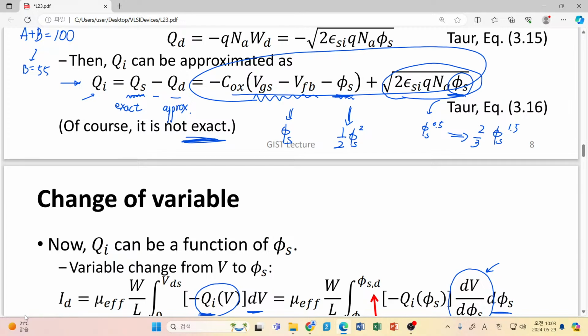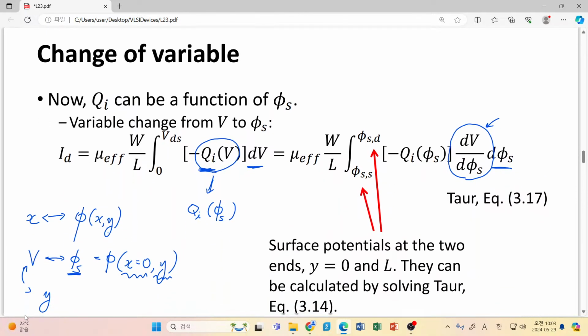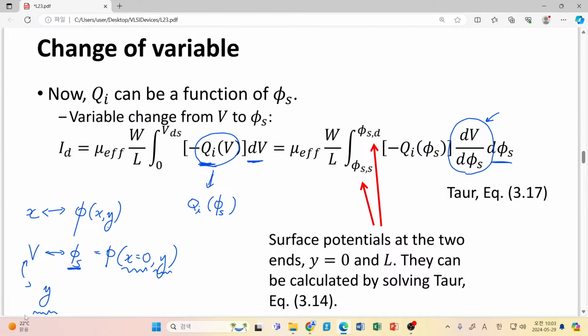It means that the integral of QI itself is not that difficult. So if we try to evaluate this integral, we find that it is actually integrable. However, what happens to this factor dV over d phi s? We will consider this quantity from now on, and it is found that this quantity is quite close to just 1.